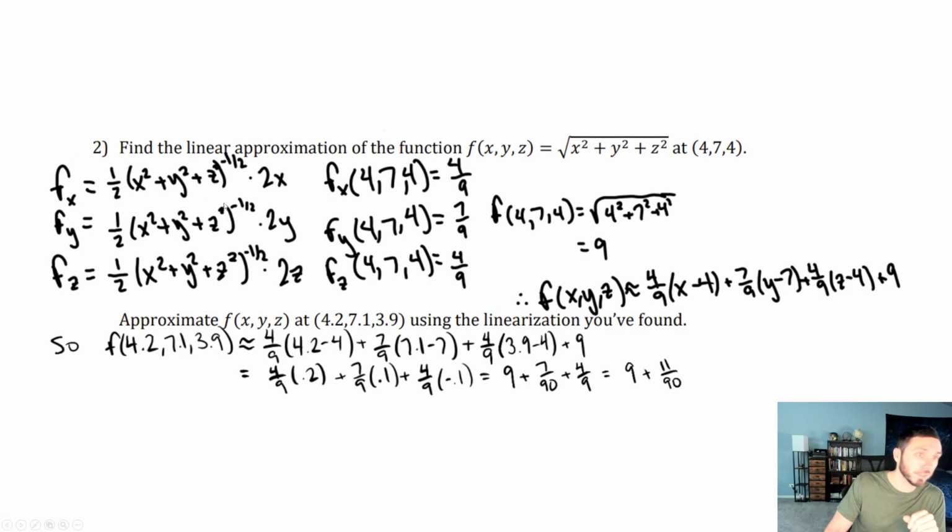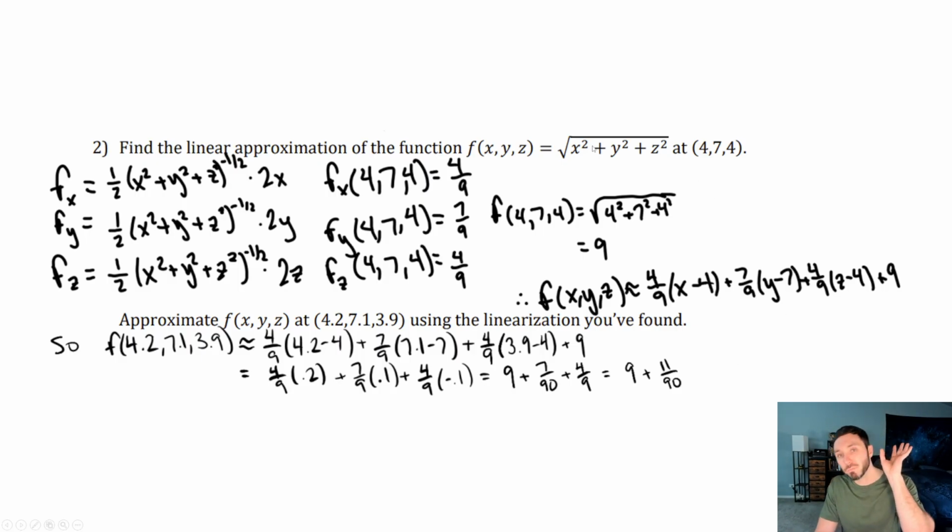All right, so you have 3 partials this time. Whoa. But they all kind of feel the same. So you can see here that the inputs produce somewhat similar numbers. And then if we were to plug in 4, 7, 4 into the original, you get 9. So we would end up with a tangent hyperplane of this expression right here, which is still just going to be a linearization of plugging in this ordered triplet because this point is so close to this point. So if you just simply plug it in, you end up getting 9 plus 11 over 90. So it's a pretty close approximation.